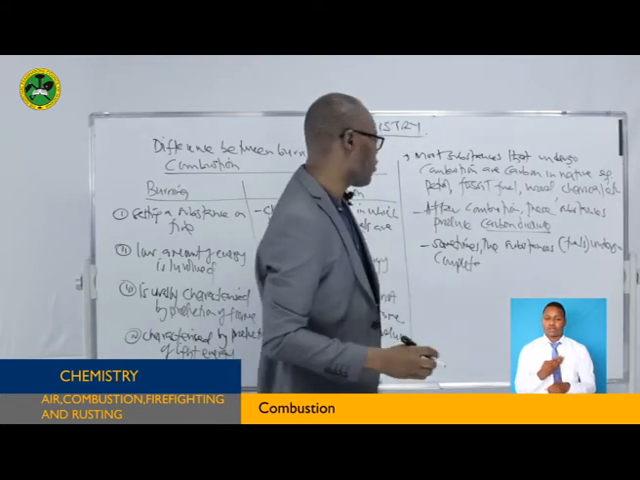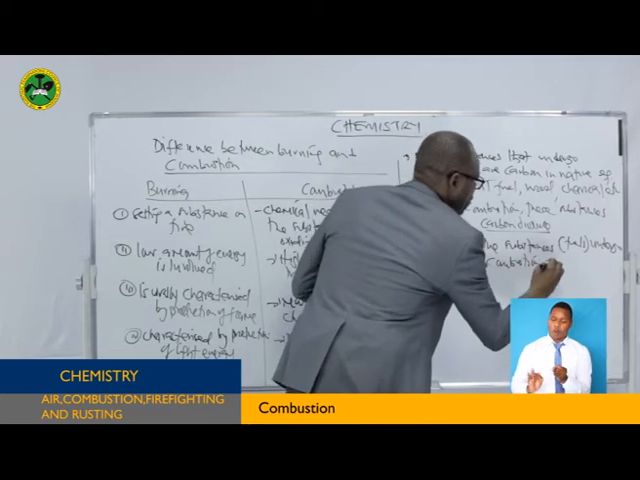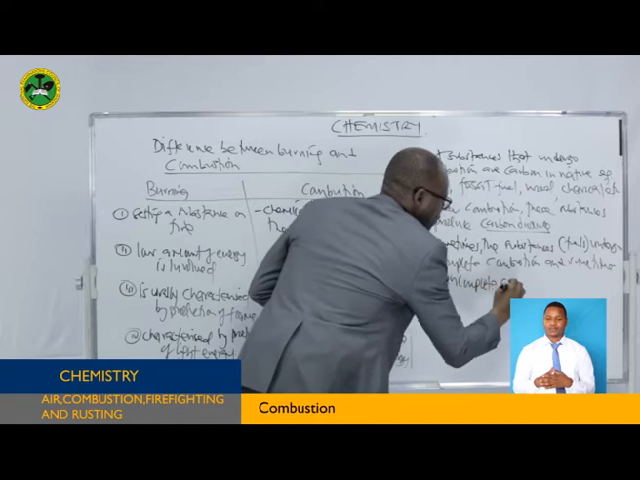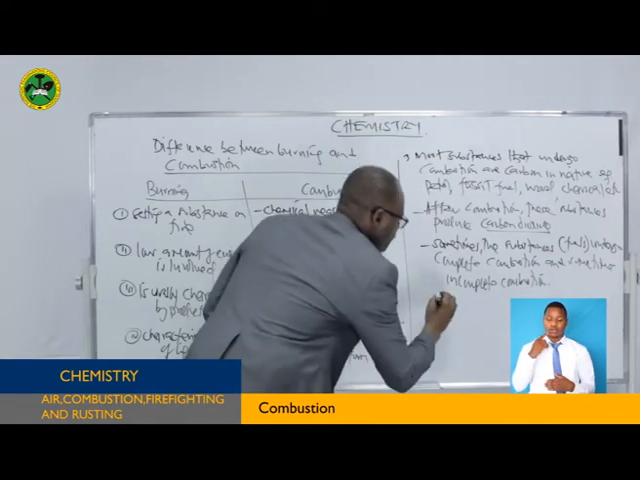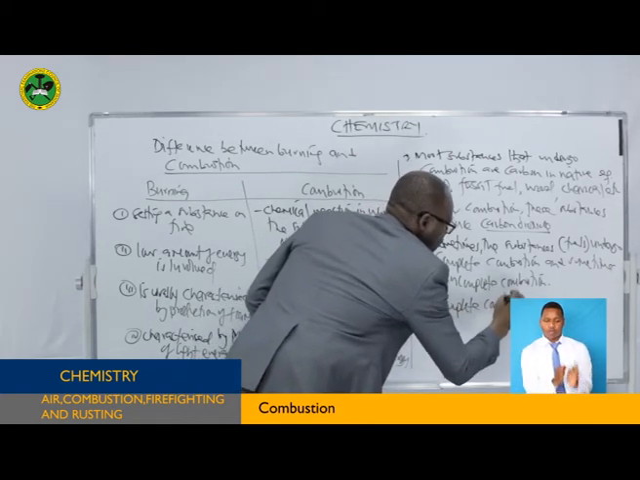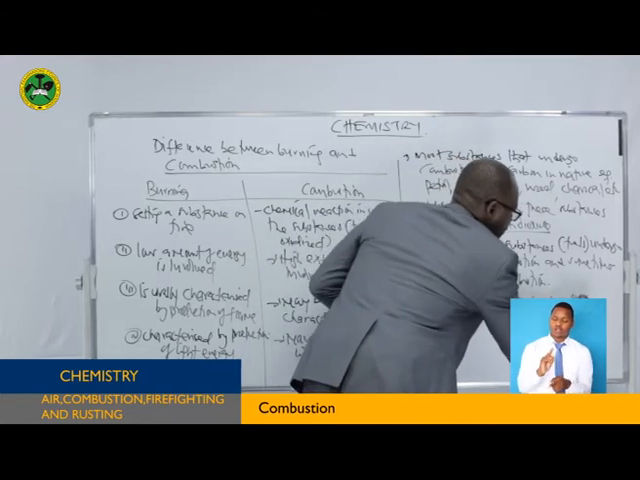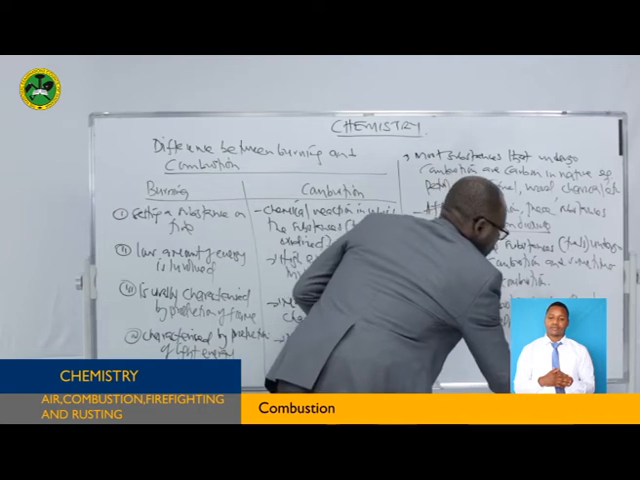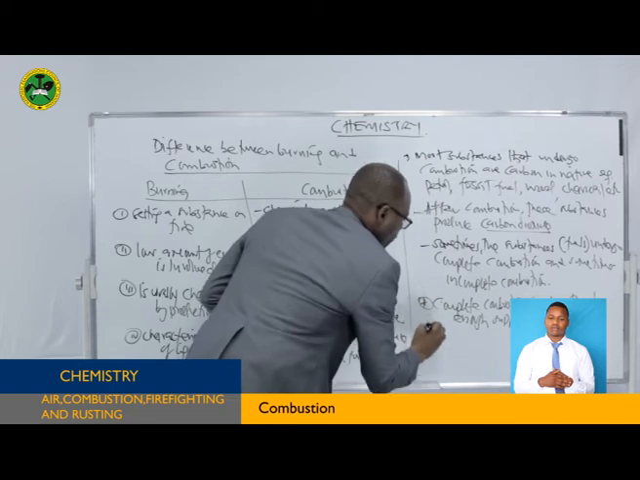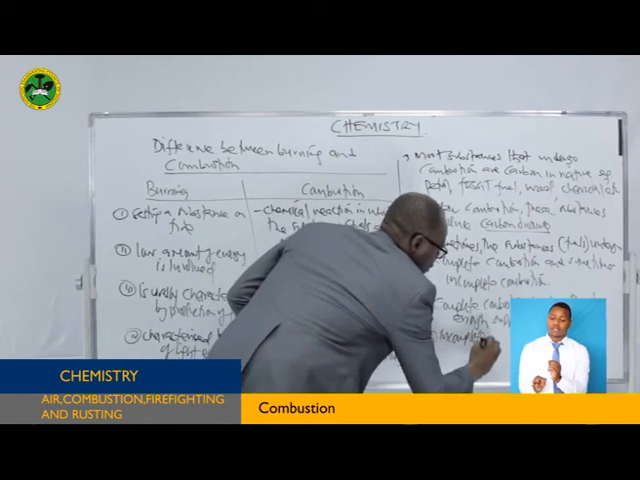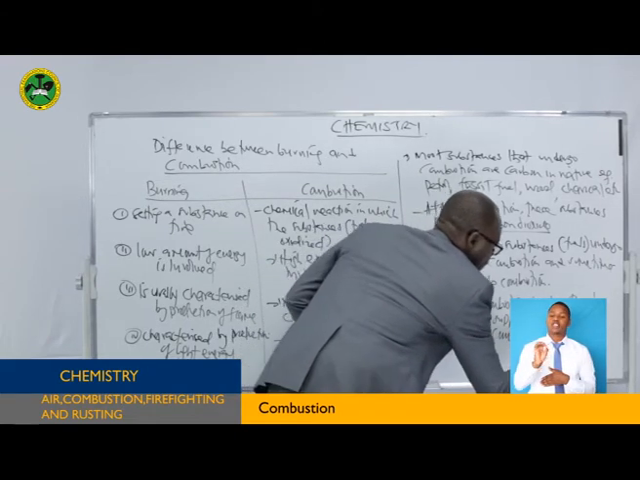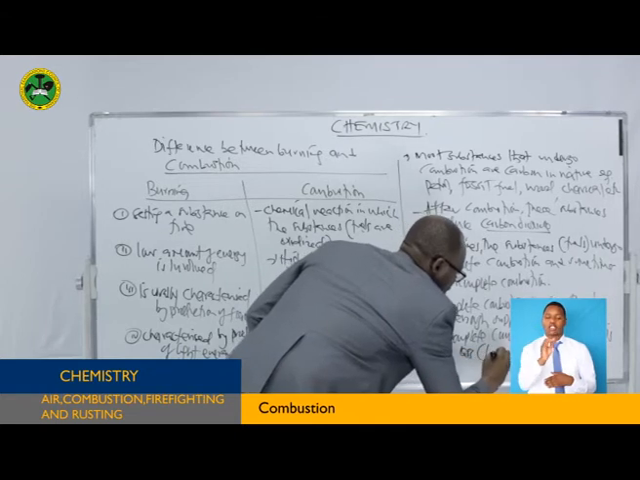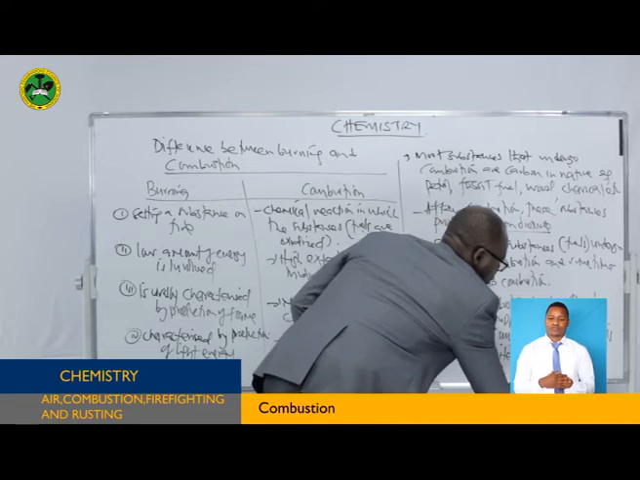So sometimes the substances we call fuels undergo complete combustion. And sometimes undergo incomplete combustion. So let's try to differentiate between the two. Complete combustion is when there's enough supply of oxygen in the air, and again in incomplete combustion there's less supply or limited supply of oxygen.